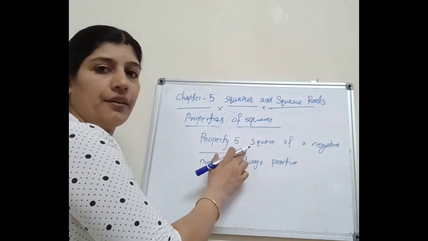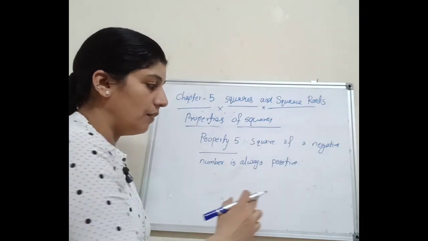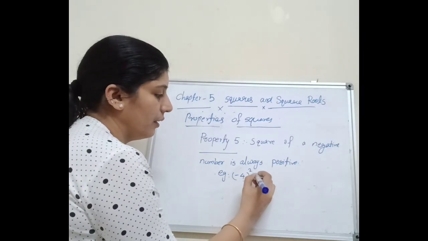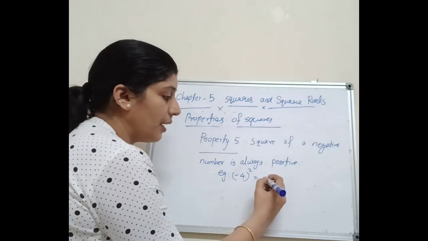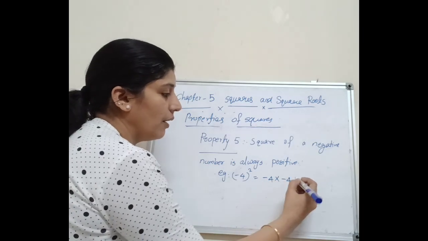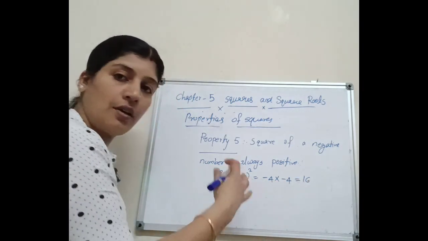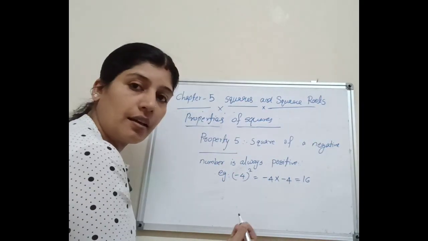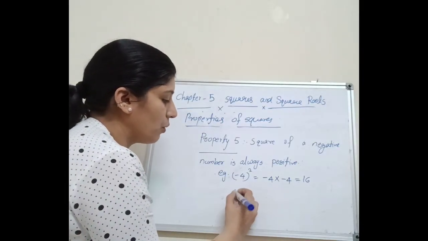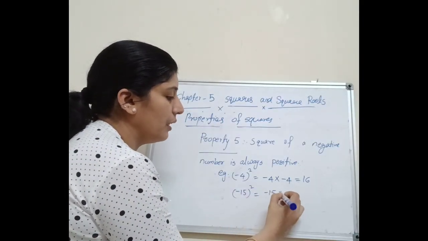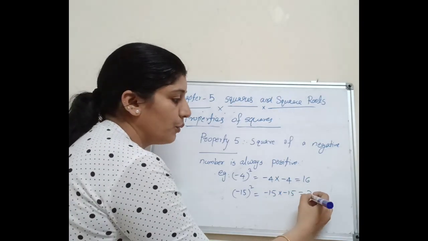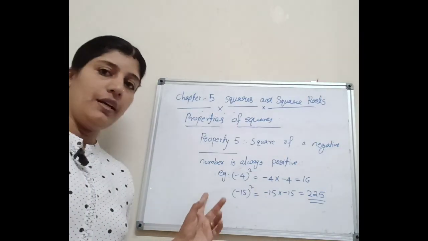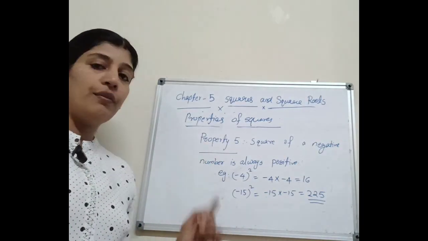Next, property 5. The square of a negative number is always positive. Let us consider the example. Minus 4 whole square is equal to minus 4 into minus 4. The value will be 16. It is always positive. That means the square of a negative number is always positive. Considering another number, minus 15 square is equal to minus 15 into minus 15, which is equal to 225. Therefore, the square of a negative number is always positive. This is the fifth property.